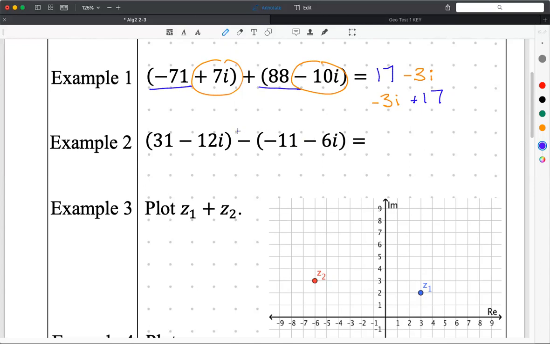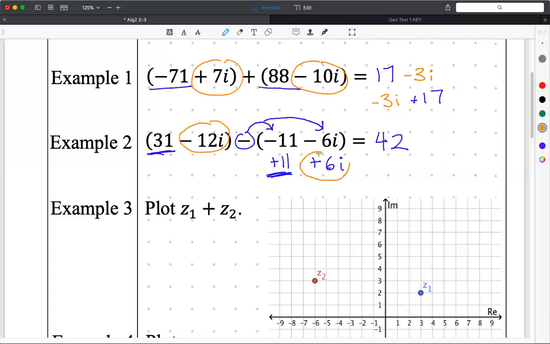Sergio. So you distribute the negative, then it's positive 11, and then positive 6i. So then it would be 31 plus 11 equals 42. Right? 42, yep, we're just copying down what you're telling me to do. Then it's negative 12 plus i plus 6i. So that would be negative 6i. Negative 6i like that? Yes.